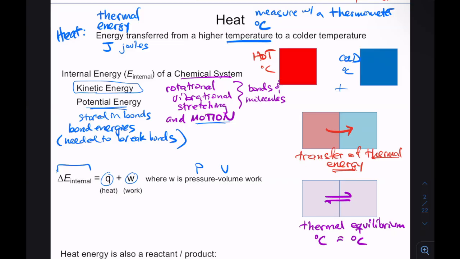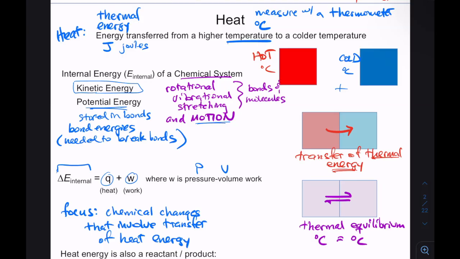And with enthalpy, okay, we're going to be focusing on the chemical changes that involve the transfer of heat energy. So in other words, our focus is really going to be on Q, and the work part of it, the pressure volume part, we're basically ignoring that. Now, if you really want to know about pressure volume work and how that affects all this, you should go on and take physical chemistry later on in your education. But this is a foundational class. We're just going to be focusing in this chapter on the heat energy component.